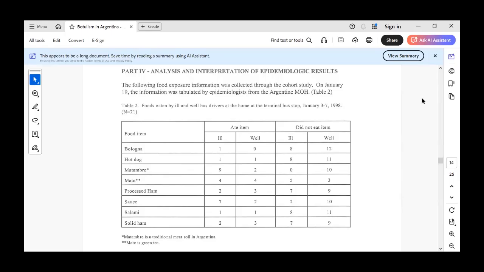So you said 2.5. If I told you the p-value was 0.43, how would you interpret that? If the p-value is 0.43, that's not significant. That's greater than 0.05, no? Right. So tell me in words, you have a relative risk of 2.5. What would you say about bologna?